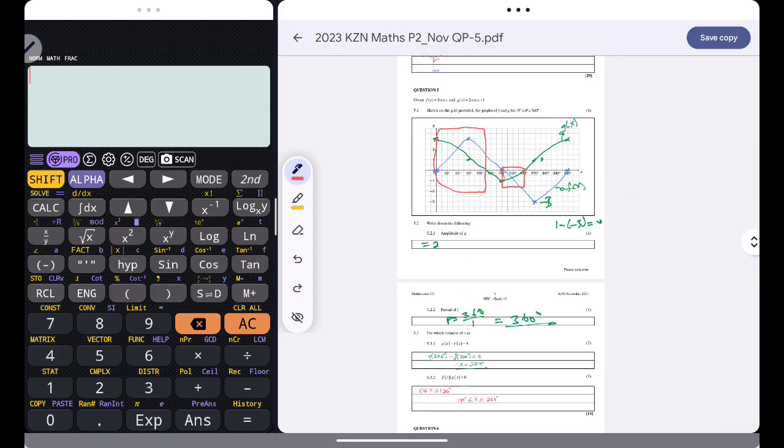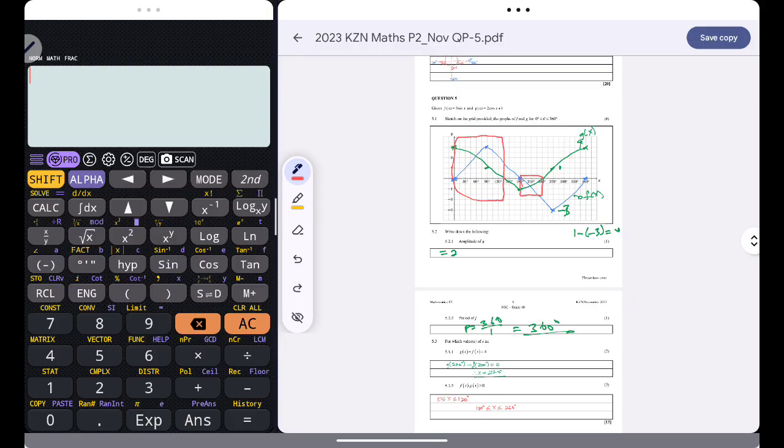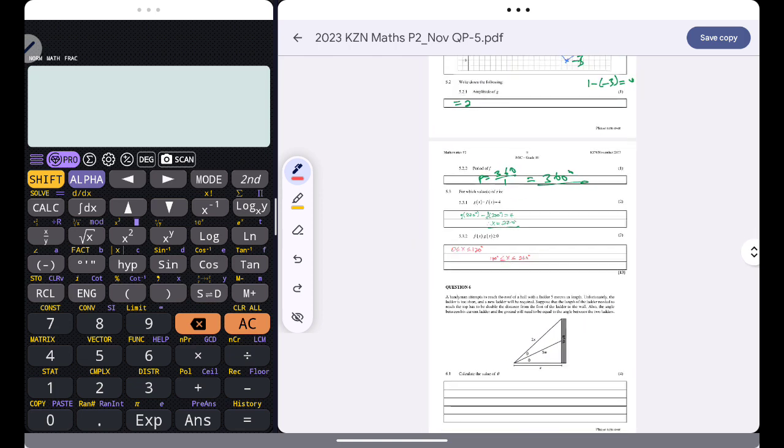The values of x for which both of your graphs are above the x-axis, and the values of x for which both of your graphs are below the x-axis simultaneously. That's how you would have answered that question.